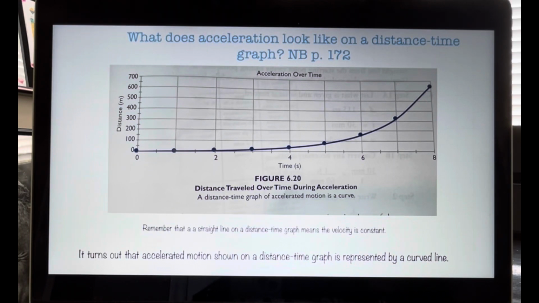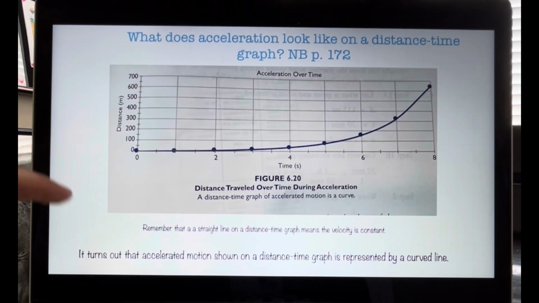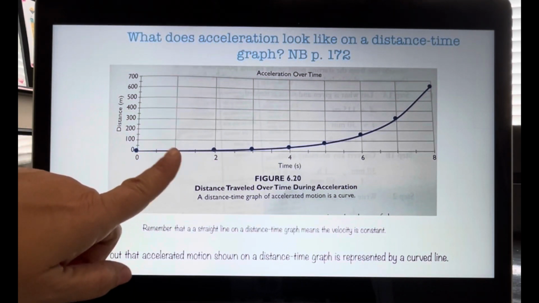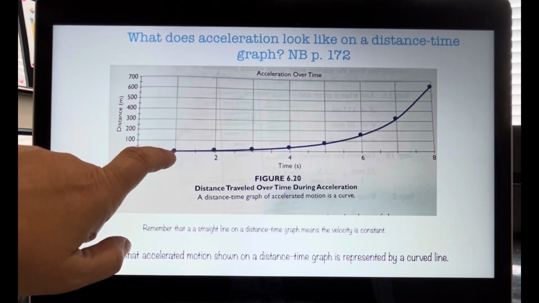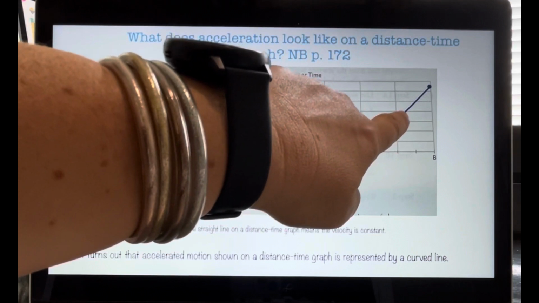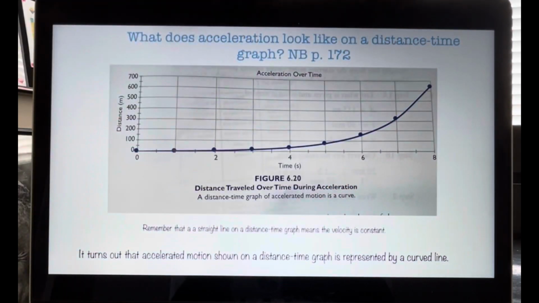So let's look at this figure 6.20, and that shows a distance time graph for a car starting from rest and accelerating for 8 seconds. Compare the slope of the curved line during the first second to the slope of the curve during the 7th second. Okay, so when we're looking at seconds, here's our first second. We're comparing this slope to our slope at our 7th second.